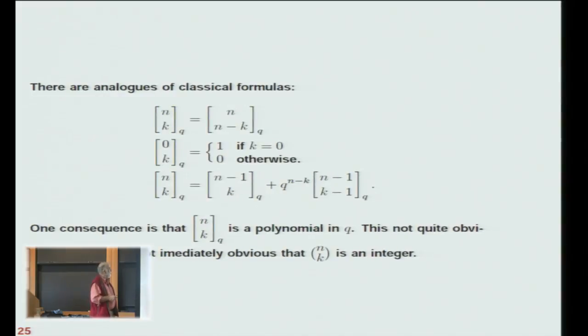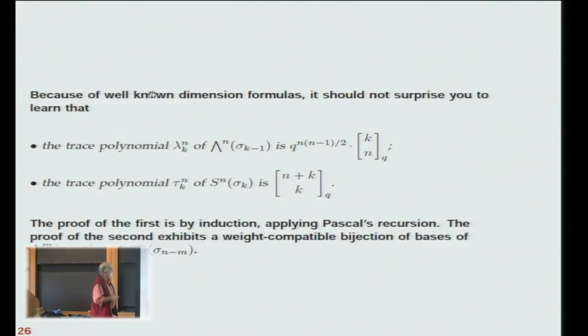It's a mildly interesting question. Anyway, the point is that because of well-known dimension formulas, it's not going to surprise you too much. The trace polynomial of this is this, because if I set q equals 1, I get the dimension of the alternating power. And the trace polynomial of that is just that. So we have an explicit formula for trace polynomials for important representations of GL2.